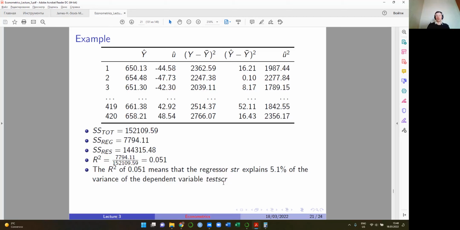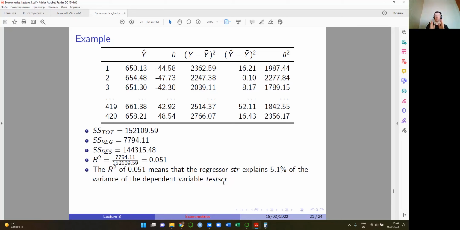The test score can depend on different factors: income of parents, how smart the student is, how good the teachers are, how well the school is financed, and so on. We have discussed these things. So many different factors can influence the test score of a particular school. And if you take the influence of all the factors as 100%, then the student to teacher ratio, the class size, influences the test score only with 5.1%.